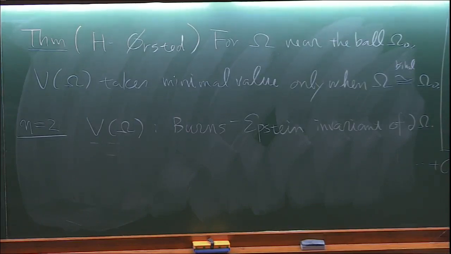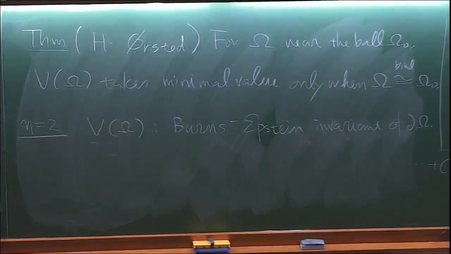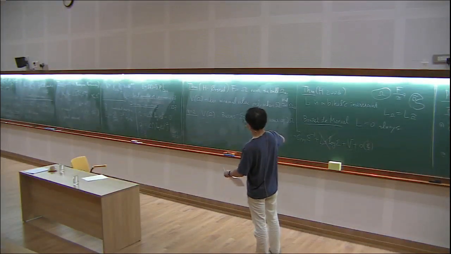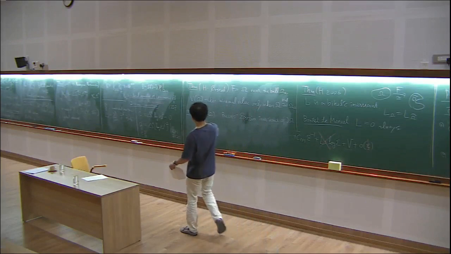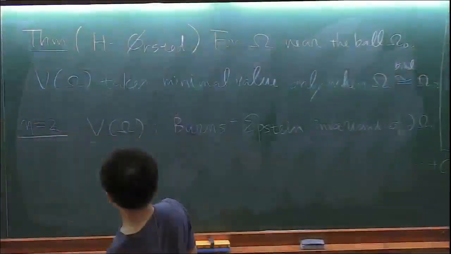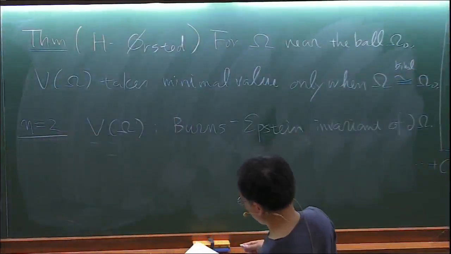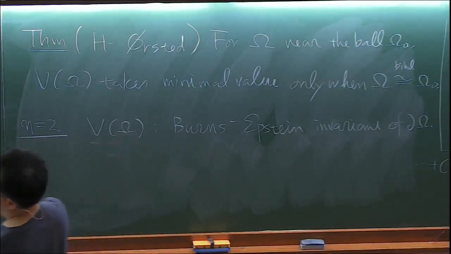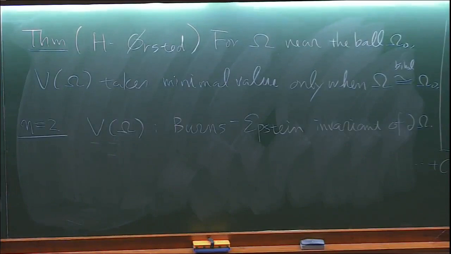So CR geometry is an analogy of conformal geometry. It's natural to think about Chern-Simons in the CR setting, and they did it for three dimensions. n equals 2 means the boundary is real three-dimensional. They did some transgression and defined this. But it turns out this agrees with the renormalized volume.